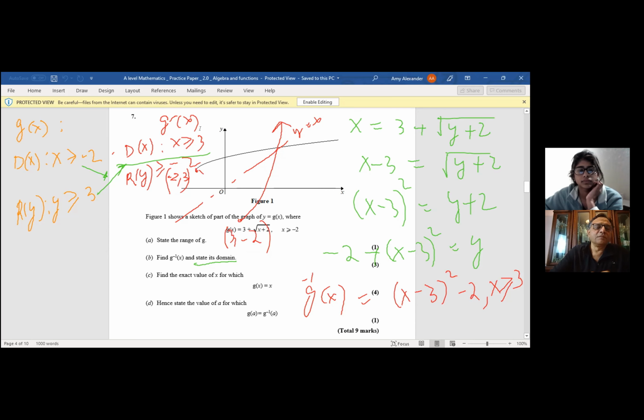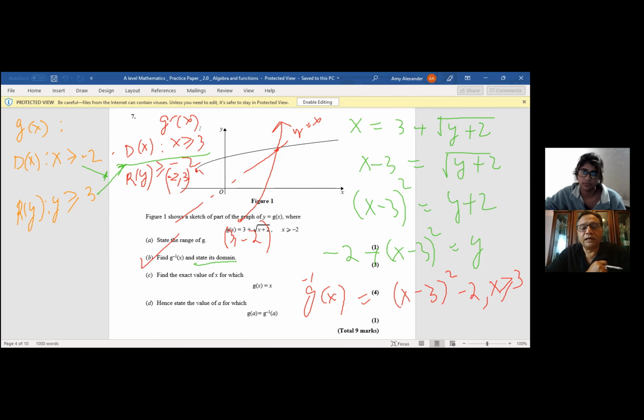So we're done with this part. Can you please read the next question? So part C, find the exact value of x for which g of x equals x. Correct. So you can solve this equation, g of x equals x, which is also the invariant point, correct?